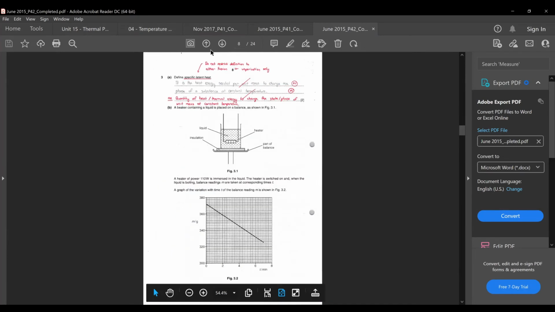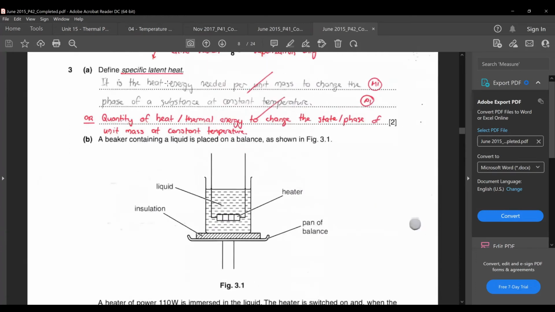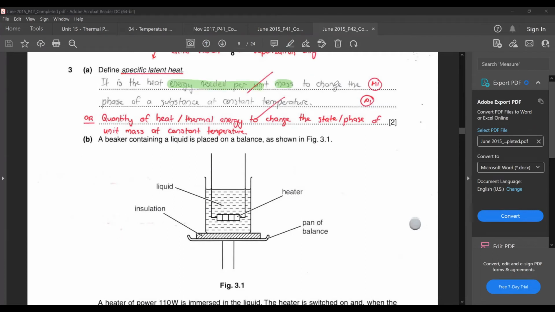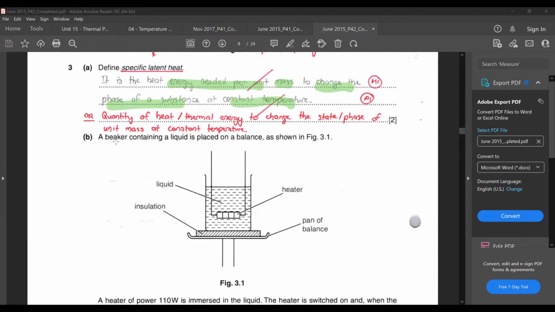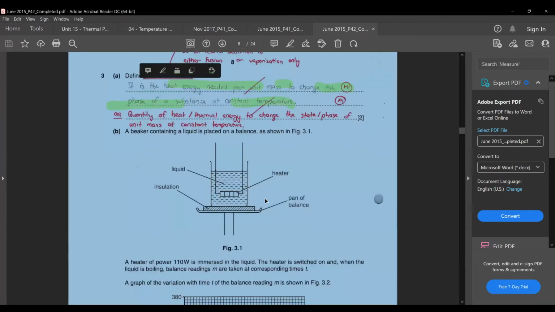Now, this one is define specific latent heat. We've actually done something similar just now. I don't think we need to go through it again. It's simply the heat energy needed per unit mass to change the phase of a substance at constant temperature. That's all there is to it. It's just something from your notes.